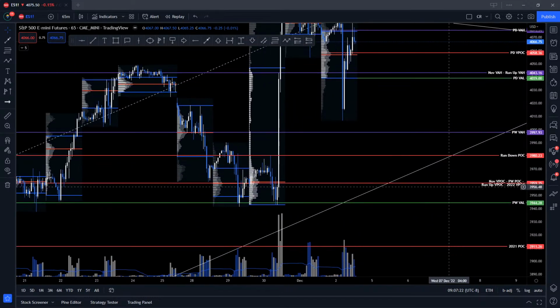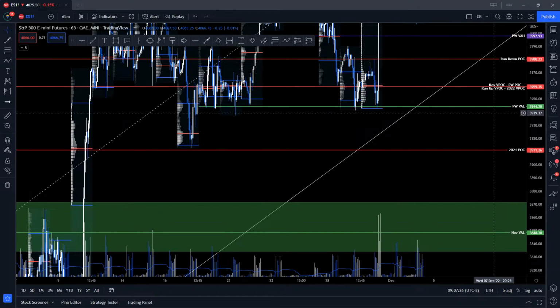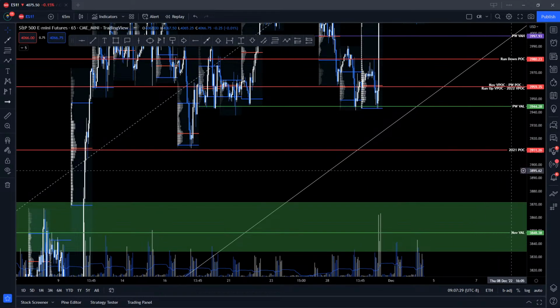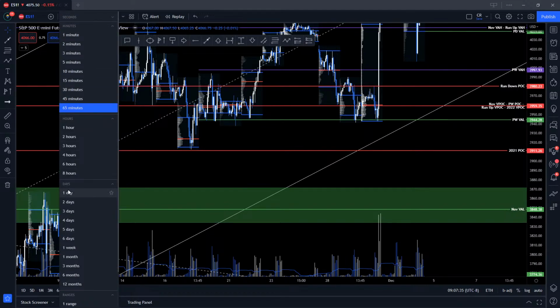I know I forgot to call out some of these levels. It was 2021. The 2021 POC is at 39.11 and 28.6 cents. Actually, let me go to a higher time frame.